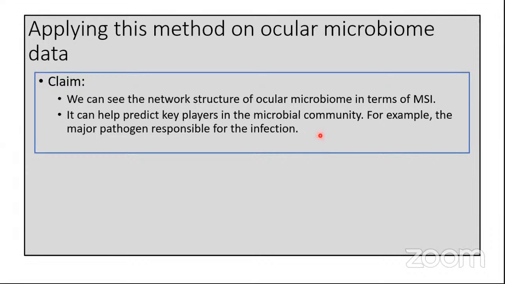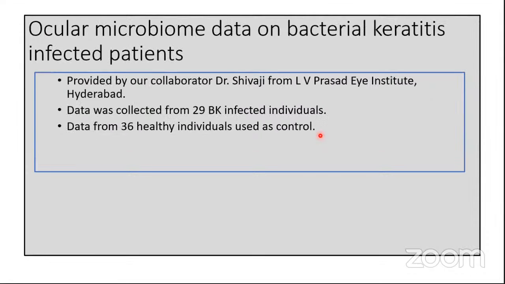If we take the major pathogen responsible for bacterial keratitis, with this MSI we believe that we can predict the key players in a microbial community. We can also see the structure of a microbial community. So let us see if we can do that.